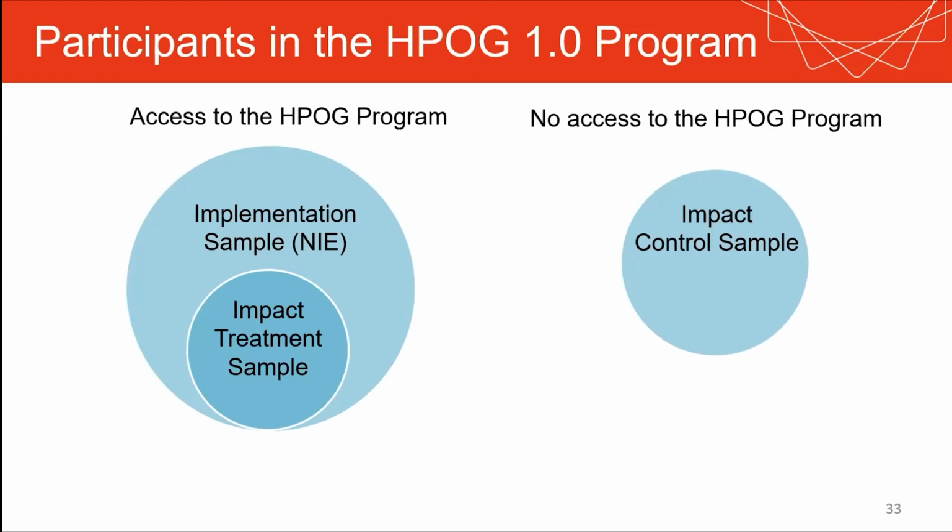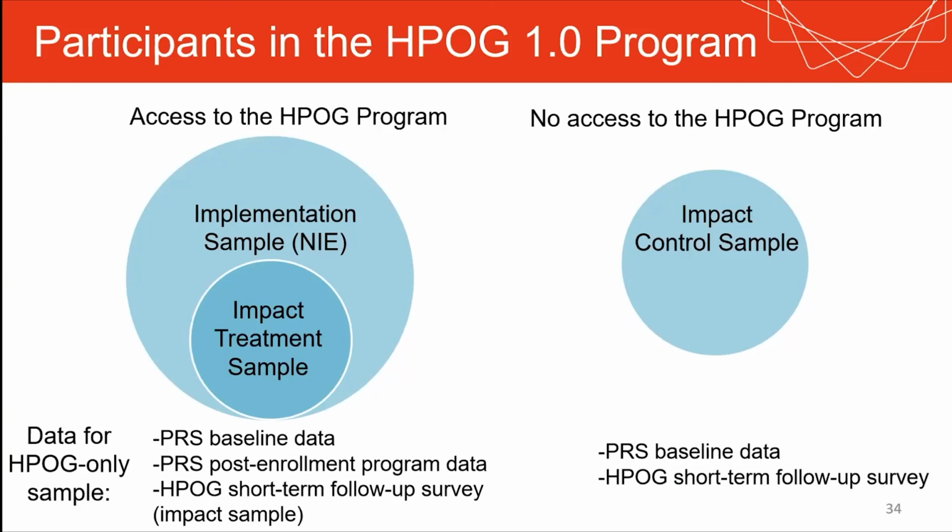On the left-hand side, those with access, all study participants were part of the implementation sample, the National Implementation Evaluation, the NIE. A subset were also part of the impact study. They were randomly assigned to have access to HPOG. The right-hand side is the impact control sample. These are those who were part of the study, randomly assigned to not have access to HPOG 1. The data varies across all these samples and over time. So we have PRS, the grantee MIS system. We have PRS baseline data for all participants. We have PRS post-enrollment program data for the left-hand side only, those with access to the HPOG program. We have short-term follow-up survey data for the impact samples, both treatment and controls, but not the non-impact implementation sample.